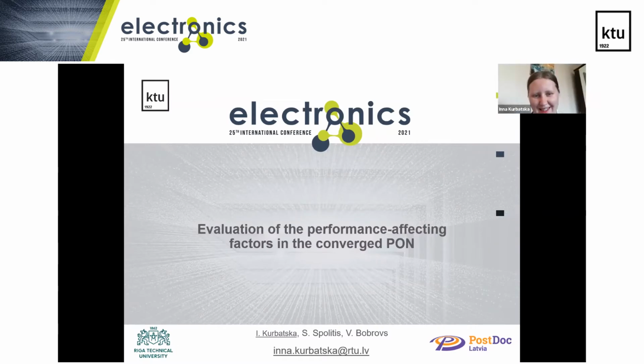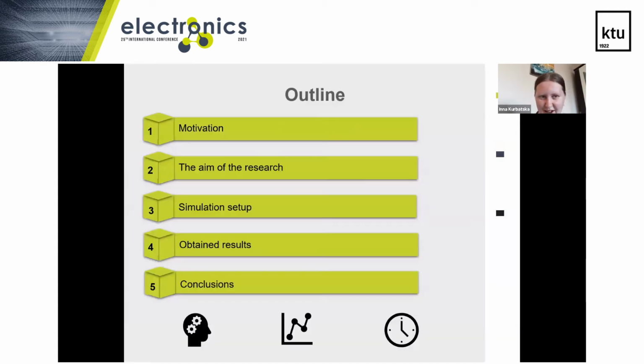Thank you. Good morning. My name is Inna Kurbatska, and I would like to present the results of our paper, Evaluation of the Performance Affecting Factors in the Converged Passive Optical Network. I will start with the motivation: why do we need such research? Then I will describe the aim and idea of this research, show our simulation setup and describe the results, and finish with our conclusions.